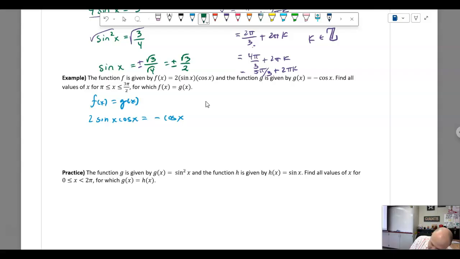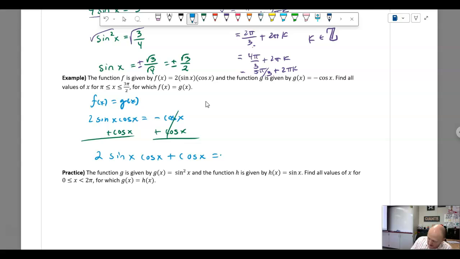And I'm going to add this over. I'm going to set this equal to 0, so I'll add cosine x over here. This can be tricky because you need to know that these do not combine. These are not like terms. This one has a sine x cosine x. And so I'm just going to add a cosine x here, and this is equal to 0.